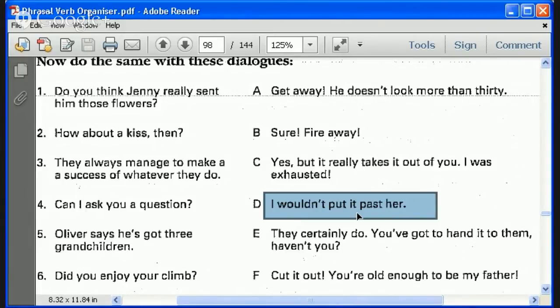Okay, in a longer form might be something like, I wouldn't doubt that that is something that she might do. It's very possible. It seems like it's in her character. Okay. For example, did you hear that John got arrested for being drunk and punching a policeman? I wouldn't put it past him. Sounds like something he would do.